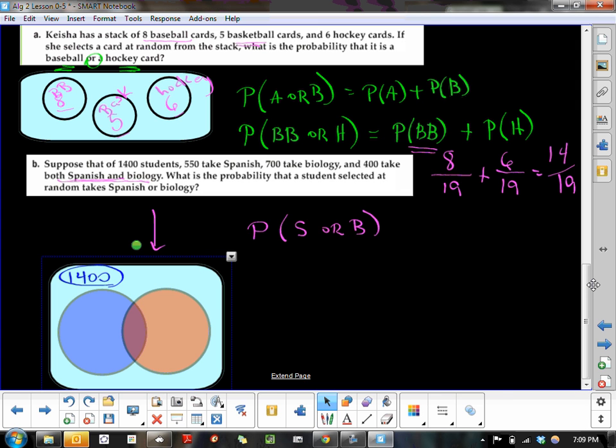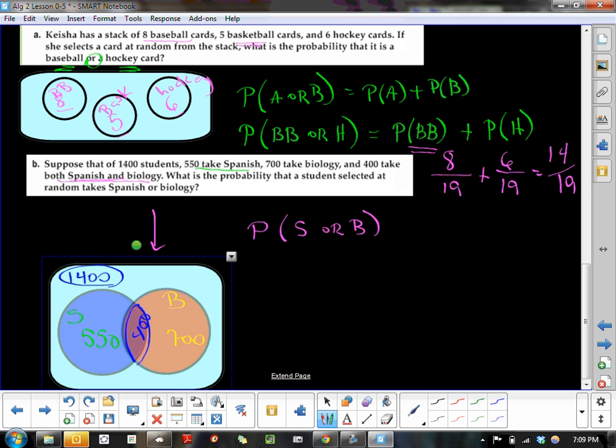And I'm going to label one of these as our Spanish students. So I'm going to do this one. This is our Spanish, and it has 550 students in it. We've got 700 that take biology, so I'm going to let B represent biology, and there are 700 students taking biology. But then there's also some that take both. And in this intersection, or the overlap, is where they are not mutually exclusive. So we know we have 400 students that take both. Now those would get counted twice if we weren't careful about subtracting them out.